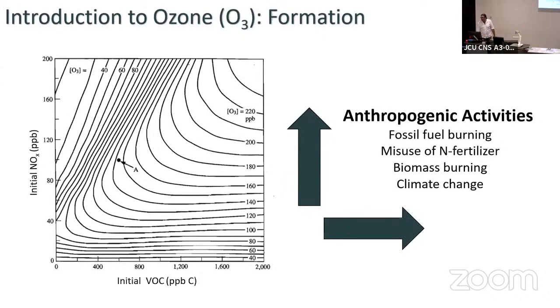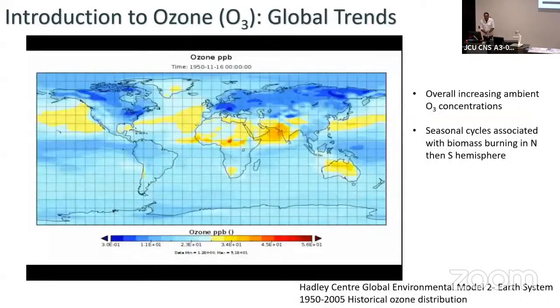I think a good way of demonstrating that is this little video here, which I'm going to show. Now, it's important to note this is a model output. So this is a model of atmospheric chemistry, taking into account all of our understanding of what's happening in the atmosphere. And it's showing ozone concentrations from 1950 up to the present day, or 2005. There's two things you should note.